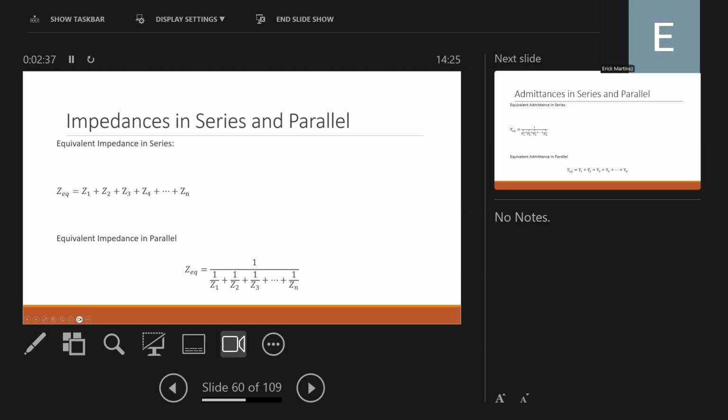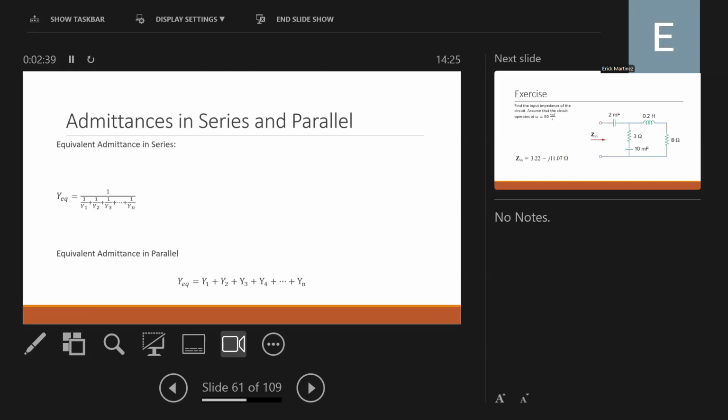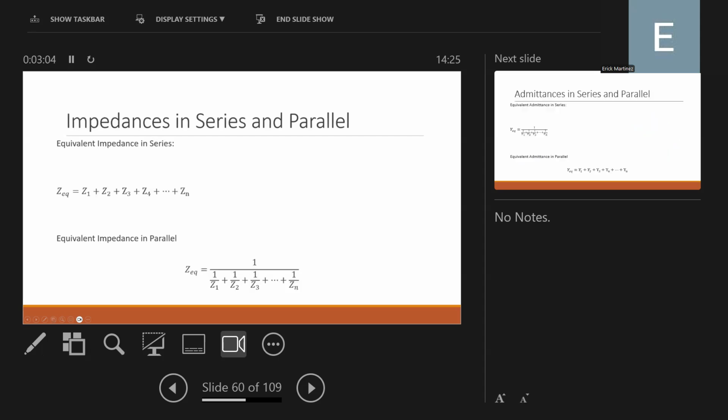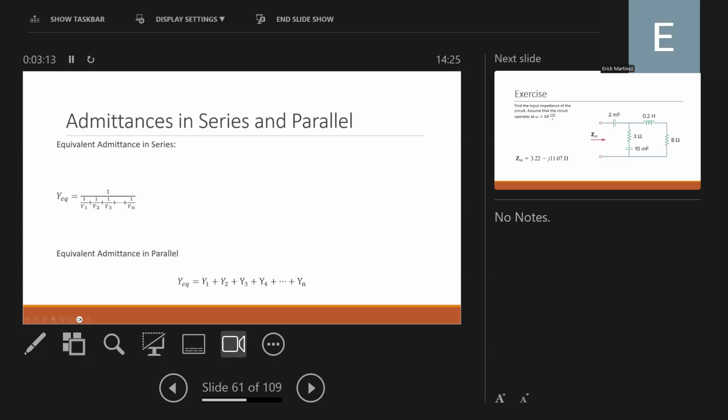For the case of the admittance, since it is the reciprocal of the impedance, the relationships are inverted. For example, if you have admittances that are in series, you need to compute 1 over the first admittance plus 1 over the second admittance and so on. For admittances that are in parallel, you just need to add the values together. If you compare these equations, you will notice that they are inverted. For impedances in series, you add the values, but for admittances, you simplify them as if they were in parallel.